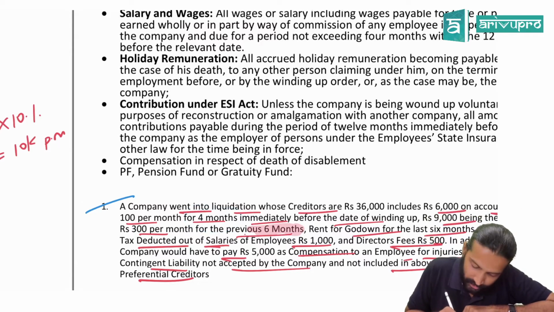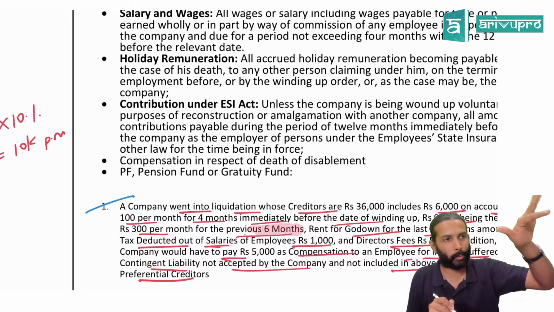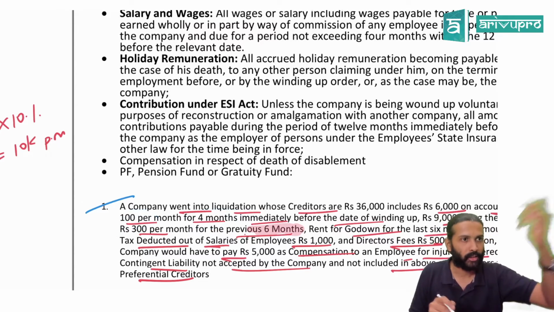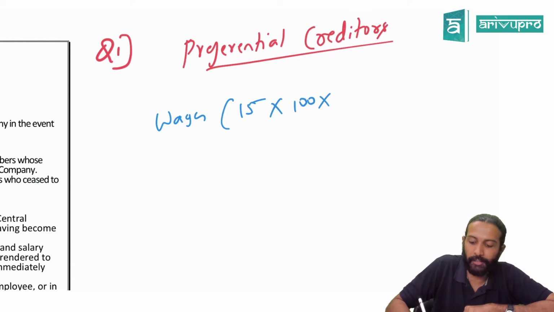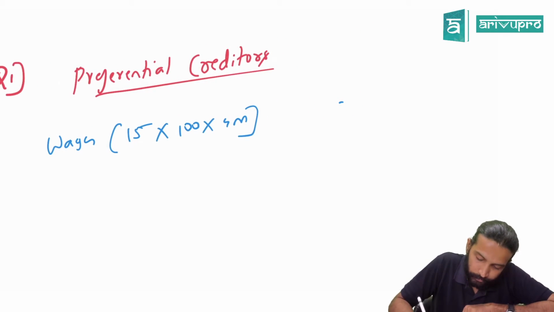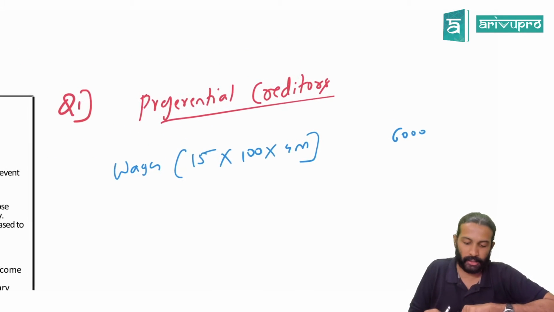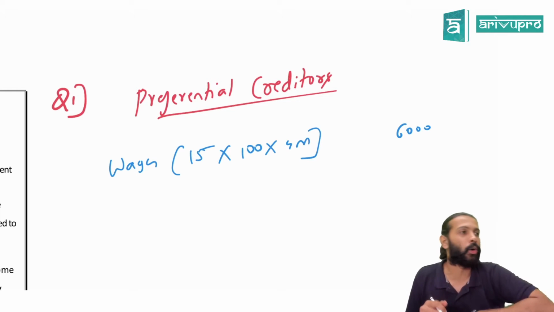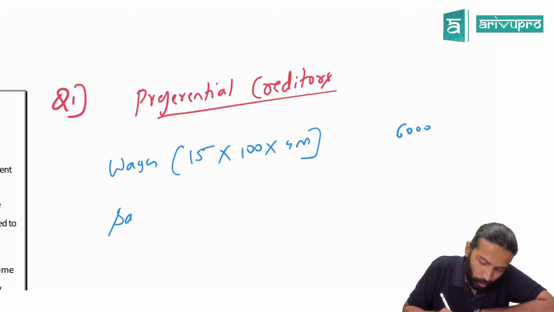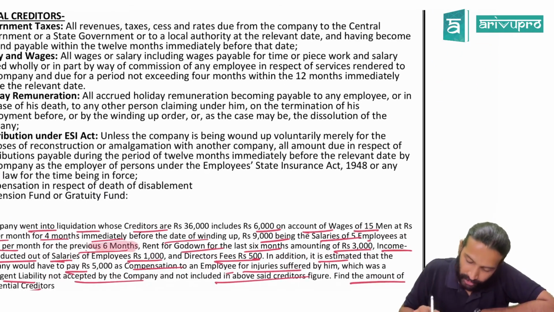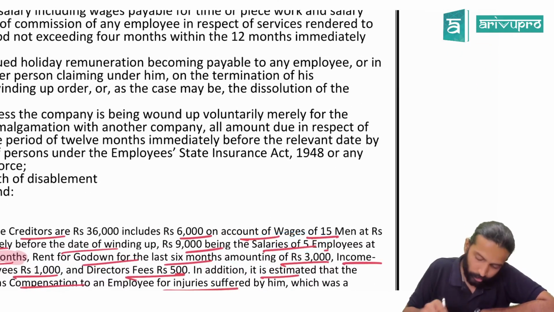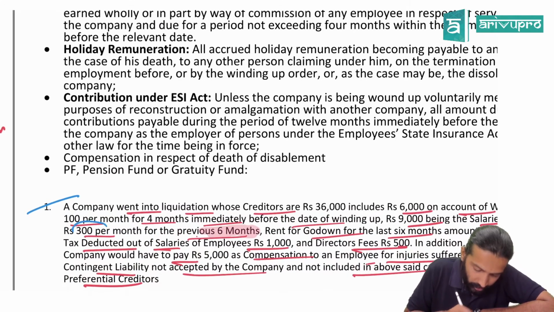So 15 guys, 100 rupees salary every month. For how many months is it due? 4 months. Is 4 months' dues a preferential creditor? Very much yes. 15 men multiplied by 100 rupees every month, for 4 months. So calculate this, how much is it going to be? 6,000 is the preferential creditors with respect to wages. Just wages we have, or we have salary also now? Salary also we have. How much is the salary for how many employees? 5 employees and salary is 300 per month.